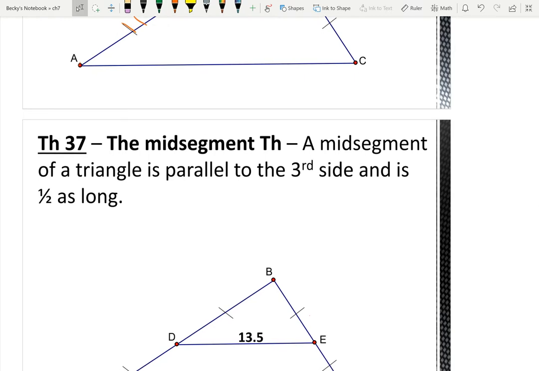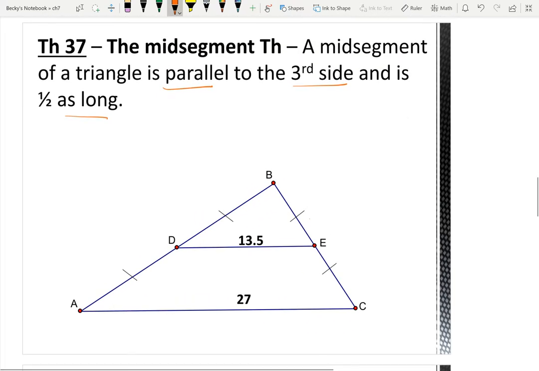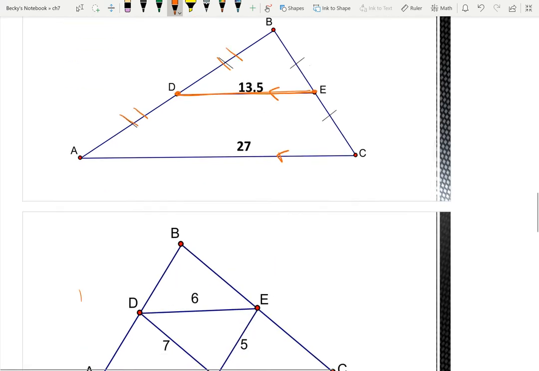This is theorem 37, and it says the mid-segment of a triangle is parallel to the third side and is half as long. Okay, so when you look at this picture, and I'm going to put 2 marks here, the third side, what it means is like this segment touches this left side and the right side. So the side that it doesn't intersect with is considered the third side. It is parallel to it, and it's half the length. Okay, so whenever you're using theorem 37, you can use it in 2 ways. You can use it to prove that these 2 sides are parallel, or you can prove that DE is half the length. So you could use it in either way.